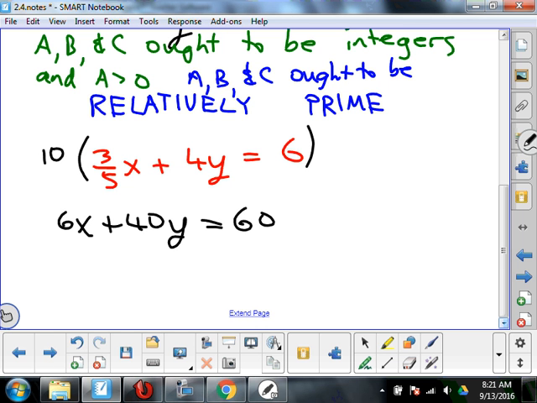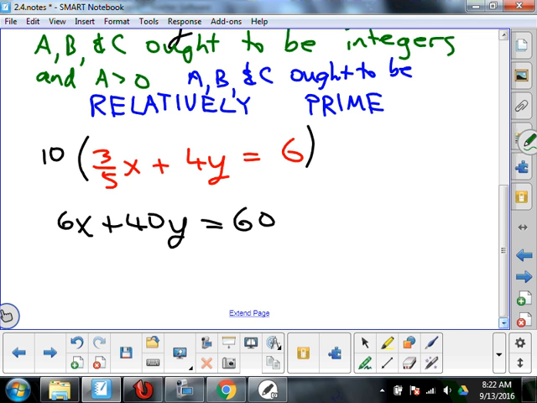Are 6, 40, and 60 relatively prime? They're not. 6 and 40 are both even, and 60 is also even. So they're all divisible at least by 2, right?